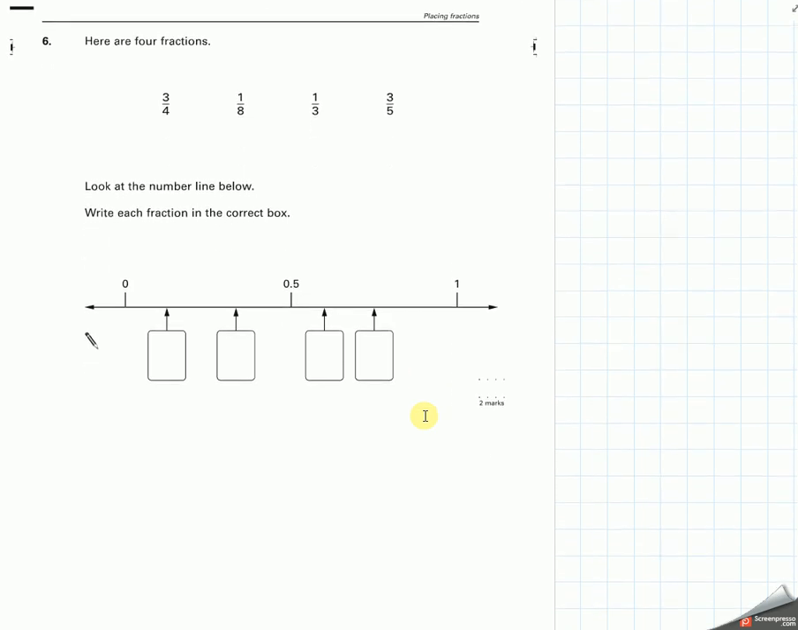Question 6. We need to put fractions onto a number line. Now, some of these we might be able to do by positioning. So let's take that one and that point halfway. So we know the fractions 0, a half, 1. I've split this into 4s, so that's a quarter and 3/4. So my first card is 3/4.